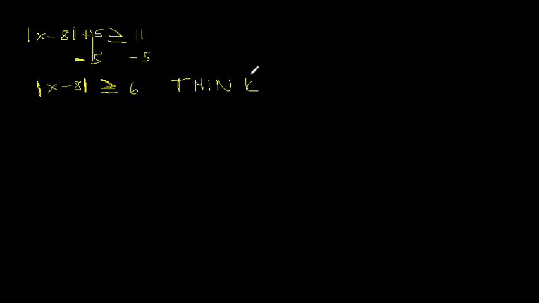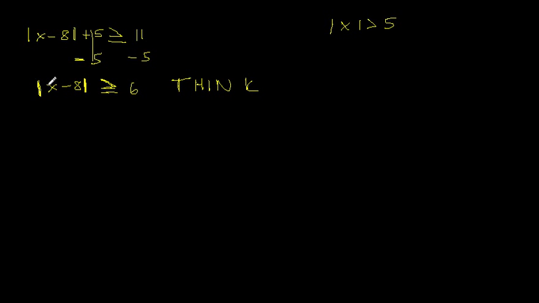Well, wait a second. Earlier, when we were dealing with simpler inequalities, we had the absolute value of x is greater than 5, which meant the distance from x to 0 is 5 units. Now I'm saying the distance from x to 8. What happened to 0? I'll get to that in a little bit, but let's move on.